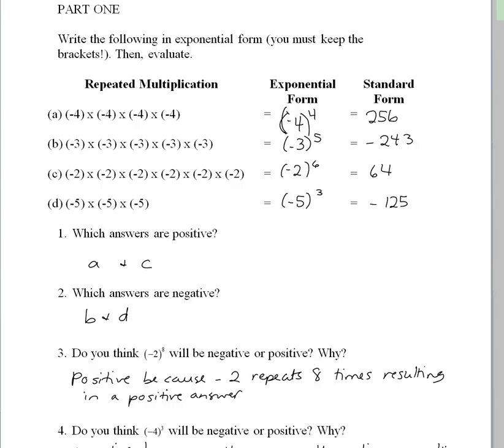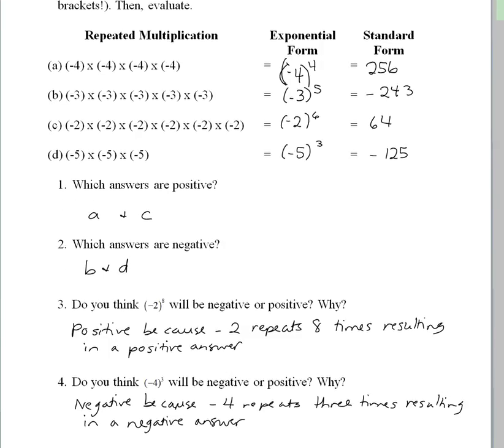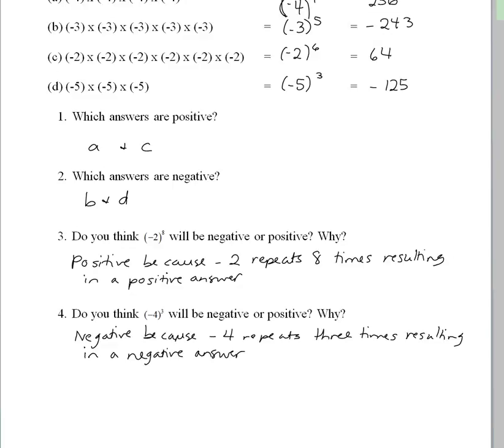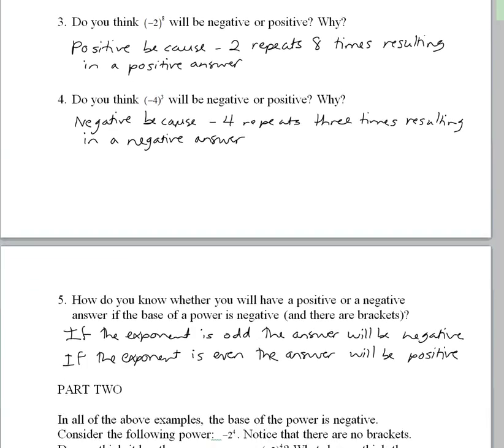The next one asks you to predict: what about -4 to the 3? In this case, it would be -4 times -4 times -4. So that negative is going to repeat 3 times, and when a negative repeats an odd number of times, your answer is going to be negative. Looking at these, you can figure out a rule. When my exponents are odd, I'm getting negative answers, and when my exponents are even, I'm getting positive answers. So when it asks you to make a rule, that's exactly it.